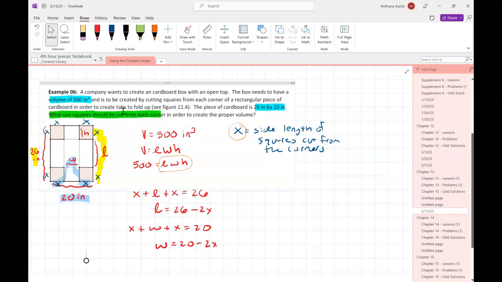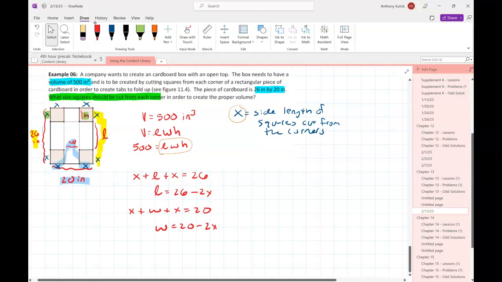Lucas, you're mumbling. You got it? No? Okay. Anybody? Isn't h just the same as that? All the squares we're cutting out of the corners are all the same size, right? It's just h is equal to x. That's it. Is that okay?